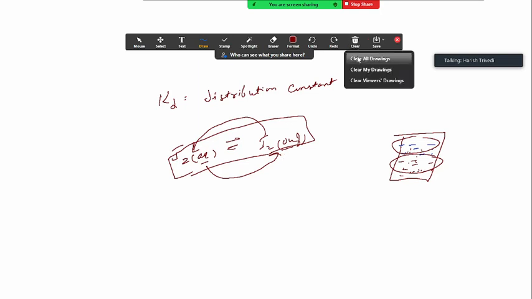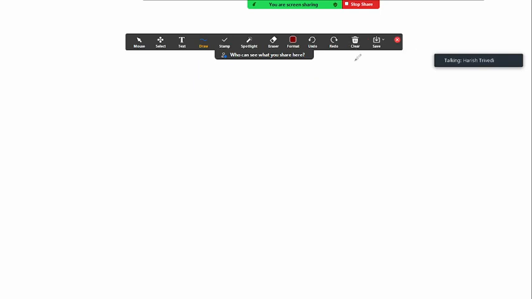So it is defined by the distribution constant KD. So finally I will discuss salt hydrolysis. So what is the meaning of salt hydrolysis?